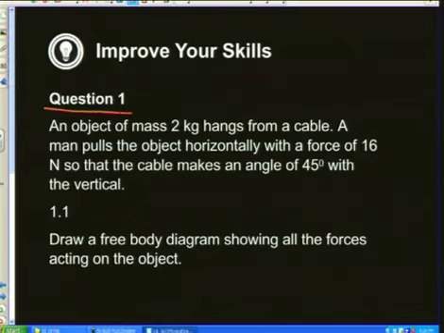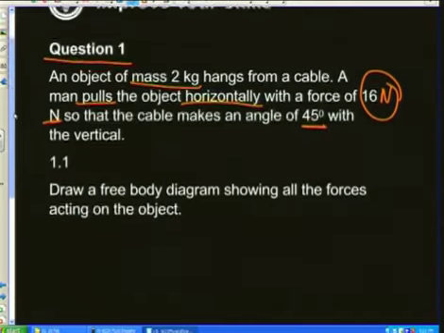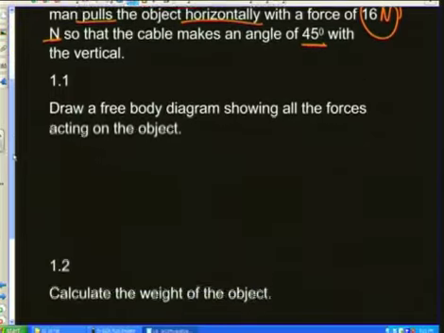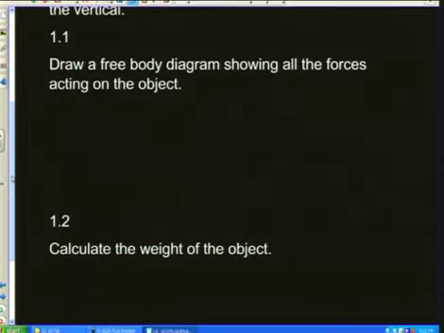It says here, an object of mass 2 kilograms hangs from a cable. A man pulls the object horizontally with a force of 16 newtons. Okay, let me put the N there. I just want to put everything together like that. So that the cable makes an angle of 45 degrees with the vertical. Okay? So that's what we are told there. Draw a free body diagram showing all the forces acting on the object.